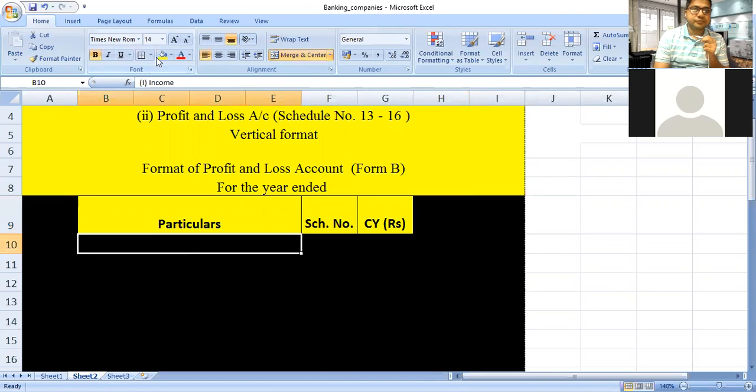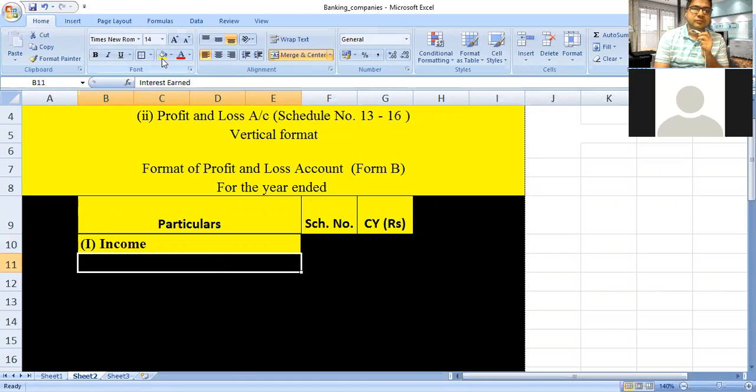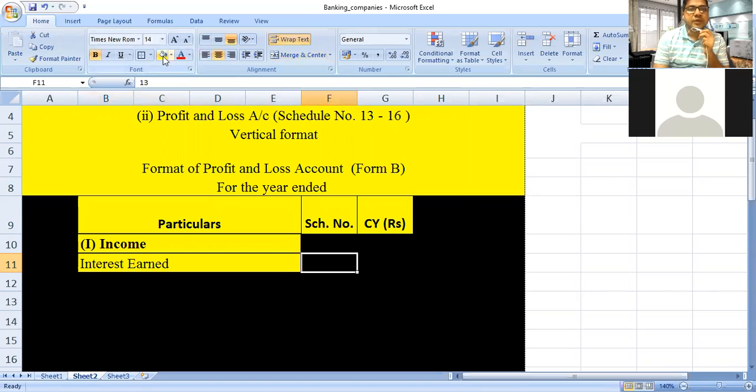Now friends, let us discuss the profit and loss account. This profit and loss account is divided into four schedules. What are the four schedules? First is income. Under income, interest earned is one of the important elements. This interest earned comes under schedule 13. These things you have to keep in mind.